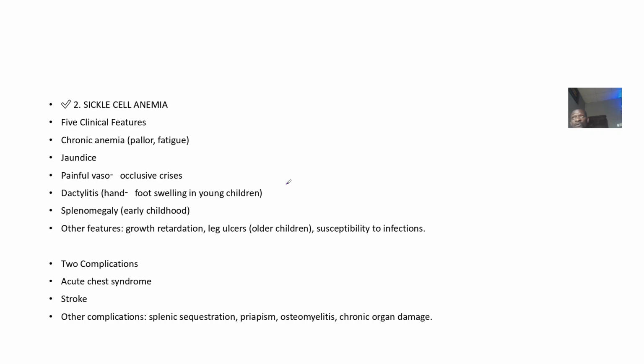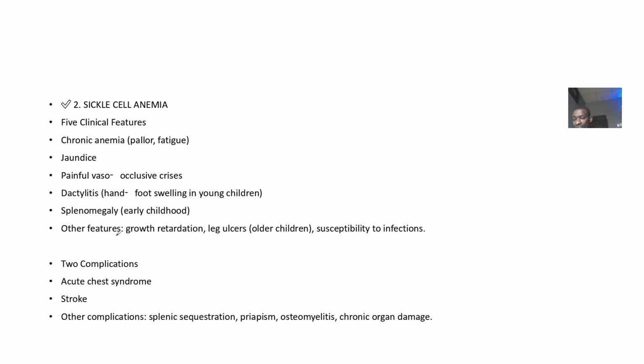There's fatigue, you are weak. There's jaundice, you're having yellow discoloration of the eyes. The skin too can start becoming yellowish. Painful vaso-occlusive crisis, dactylitis, which is swelling of the hands and feet. Splenomegaly, an enlarged spleen. That's what is known as the acute splenic sequestration crisis, where there's sudden pooling of blood in the spleen. The other features are what?